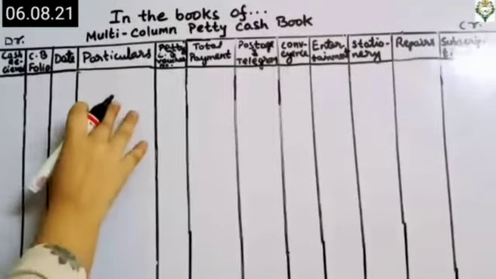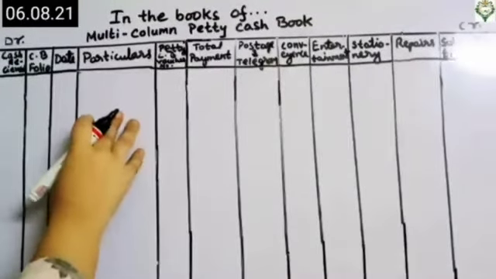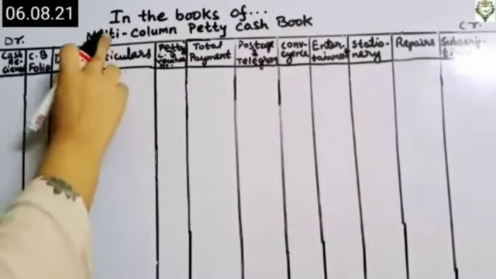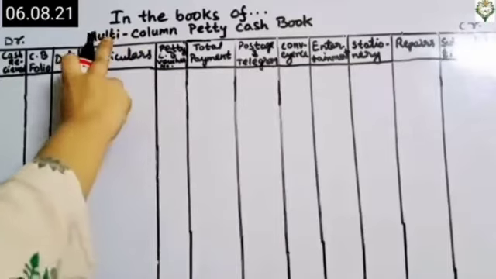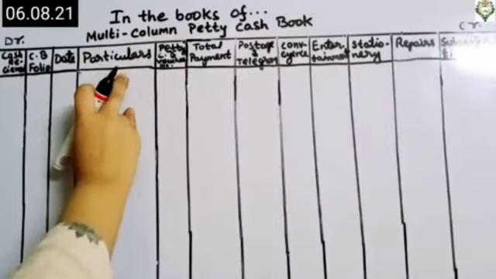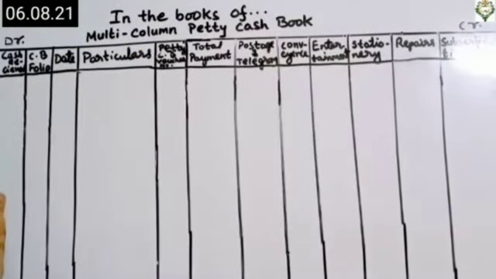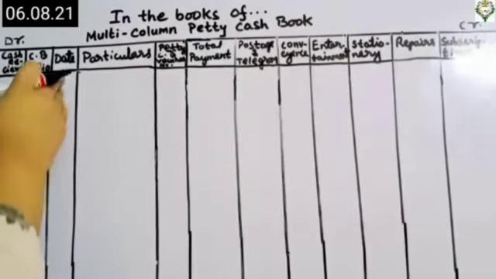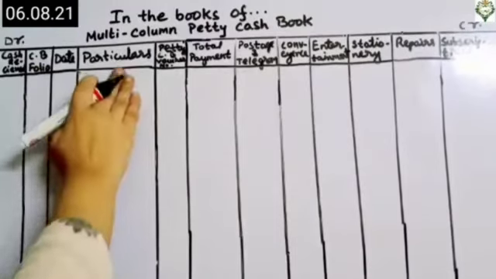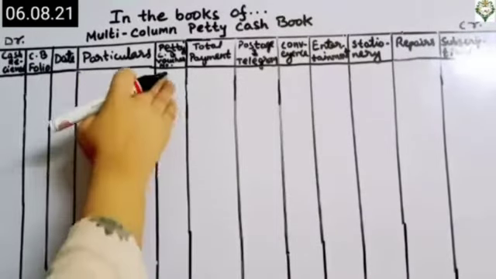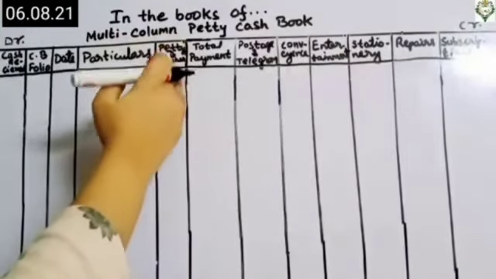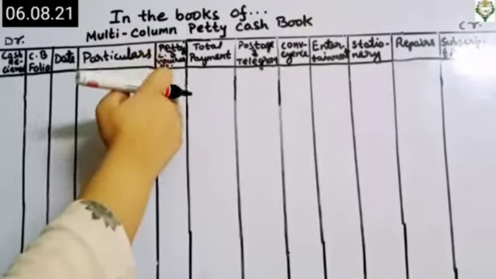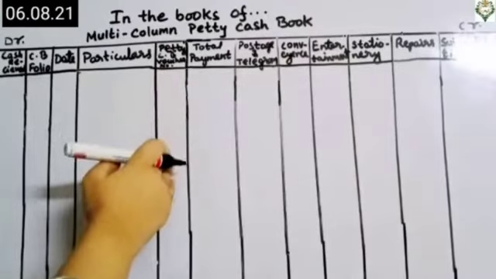So this is the format we have made for analytical petty cash book. We have written multi-column because in the question it is mentioned multi-column. That's why we have to write here multi-column petty cash book. Okay, this is the column for cash received. This is the CB folio column, that is cash book folio column. This is the date column. This is the particulars column. This is petty cash book voucher number. Okay, if you are transferring into any ledger account, that ledger voucher number we have to record here.